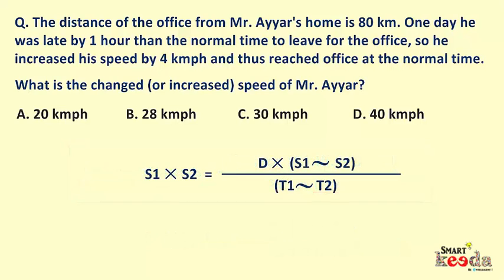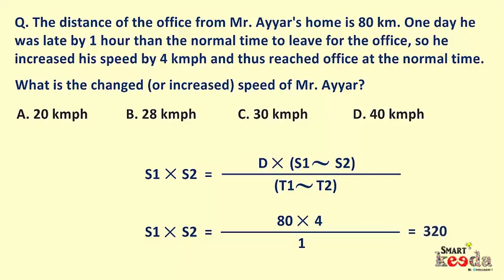Now let's come back to the question. So on putting the given values in the formula, let's see what we get. S1 into S2 is equal to distance, which is given as 80 km, into difference of speed, which is 4 km per hour, upon difference of time, which is 1 hour. Therefore S1 and S2 is equal to 320. Now we know that if S2 is 4 km per hour more than S1, we can write the equation as S1 into S1 plus 4, which is S2, is equal to 320.